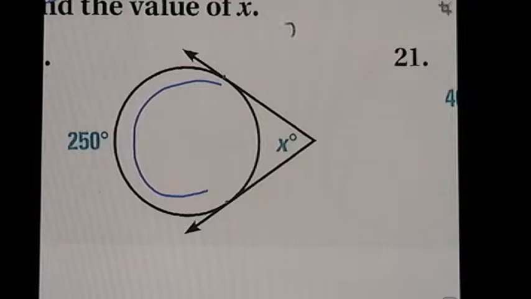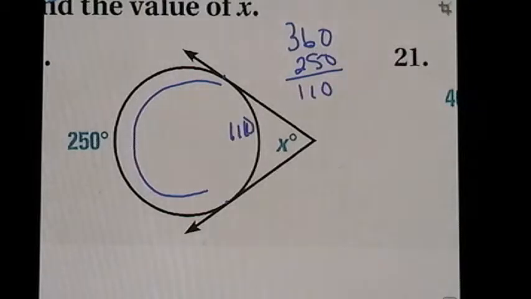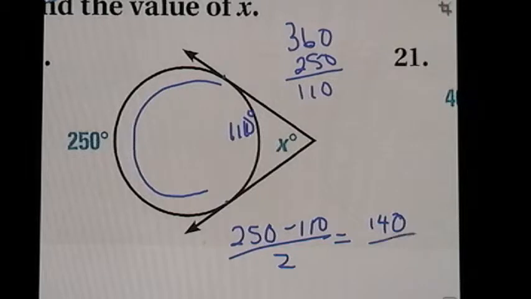So it's very easy to find the rest of the circle. Just subtract 250 and you get 110. So this arc is 110 degrees. Then to find x, subtract the two arcs and divide by 2. So that's going to be 140 divided by 2, or 70 degrees.